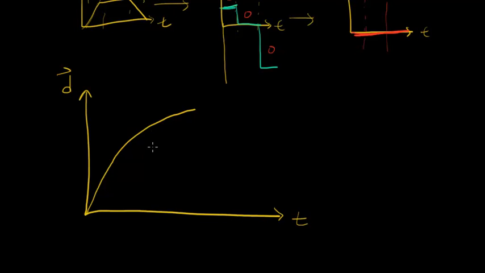Now, without calculus, we can't actually find what the slope is for the whole graph, so we can't find the actual velocity time graph, but we can approximate it. We don't need calculus to be that exact. So let's approximate it.